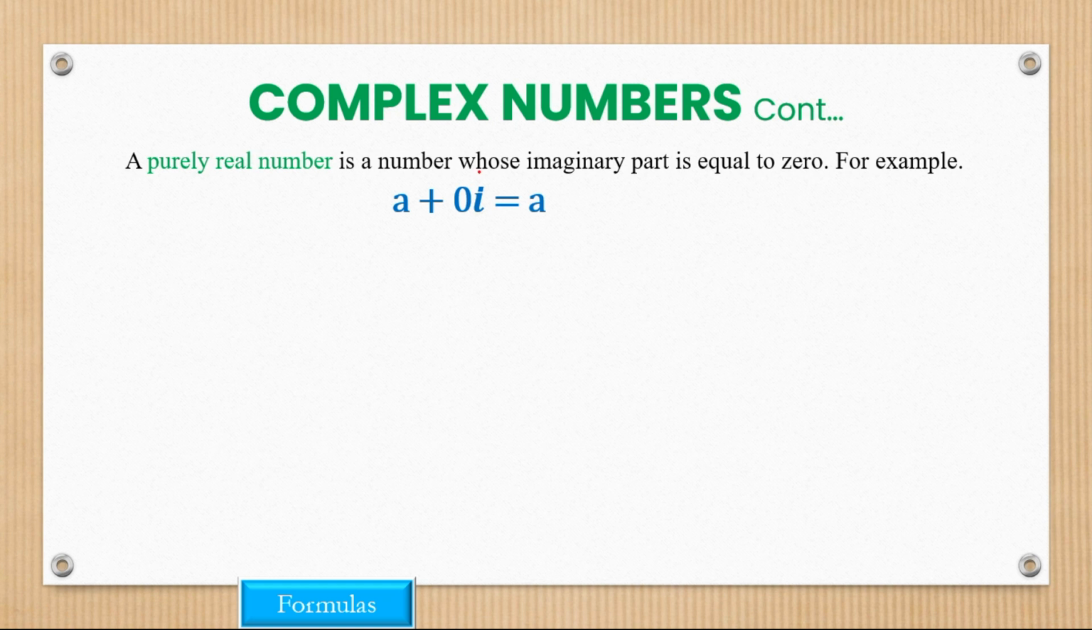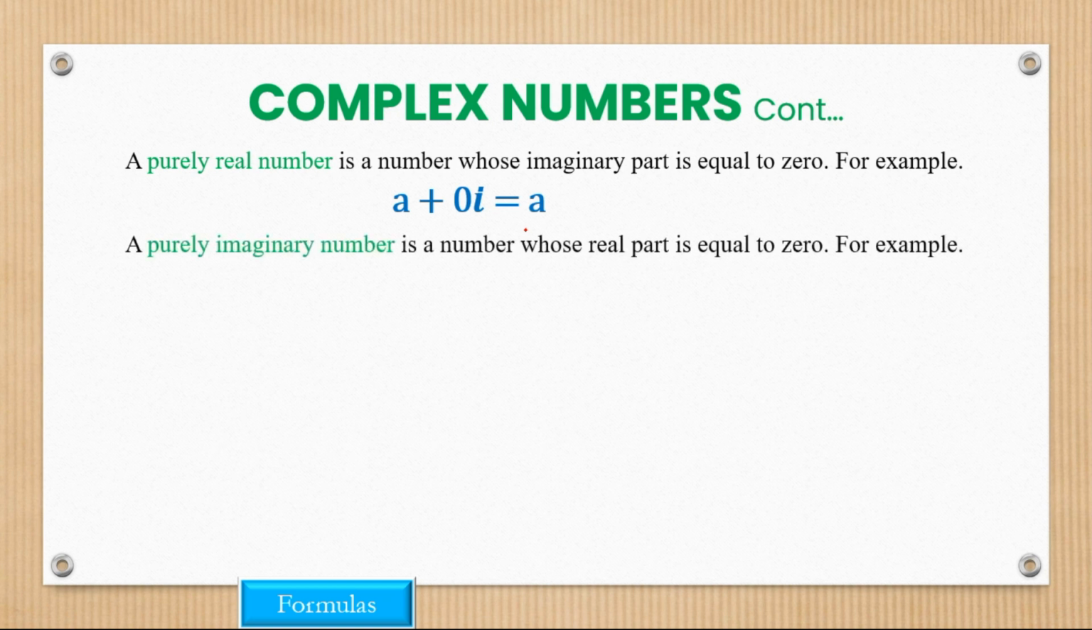I know 0 times i is 0, and then we'll end up with a as our answer. So that's an example of a purely real number. A purely imaginary number is the opposite. A purely imaginary number is a number whose real part is equal to 0. So there's a 0 where the a is. So you have 0 there, and of course the answer ends up being bi.